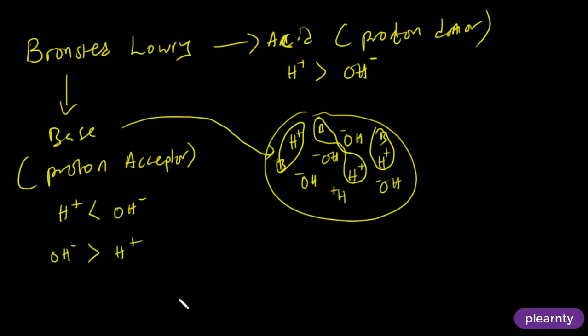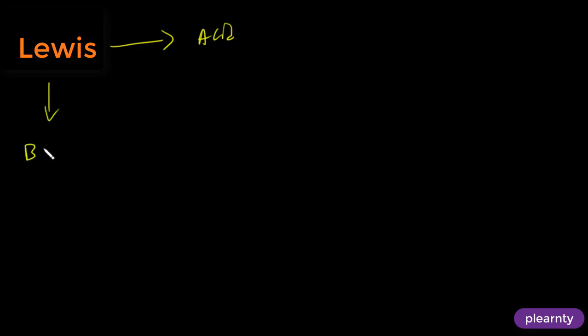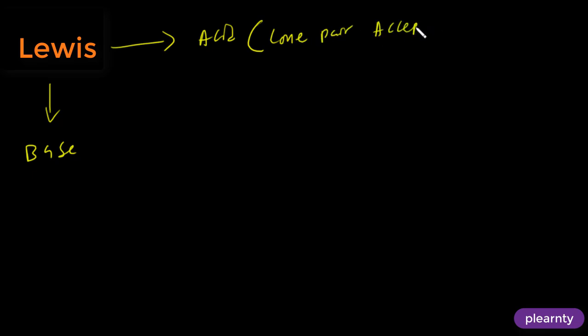So that's it. And the last definition we'll be taking is Lewis' definition of acid and base. According to Lewis, acids are lone pair acceptors, while bases are lone pair donors.